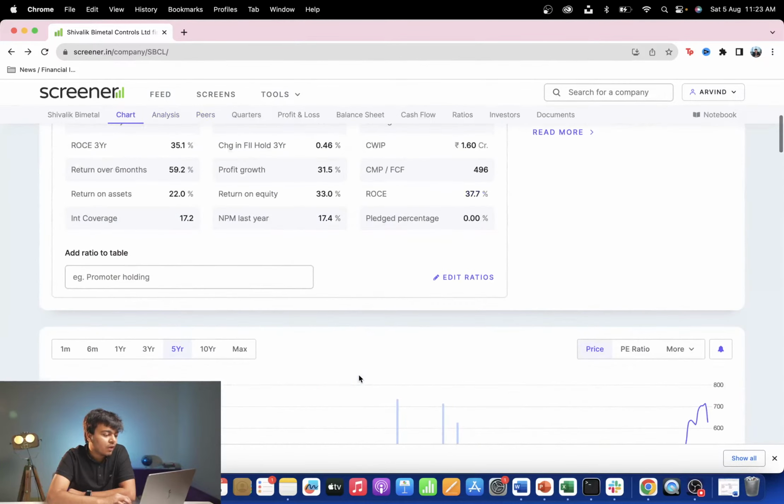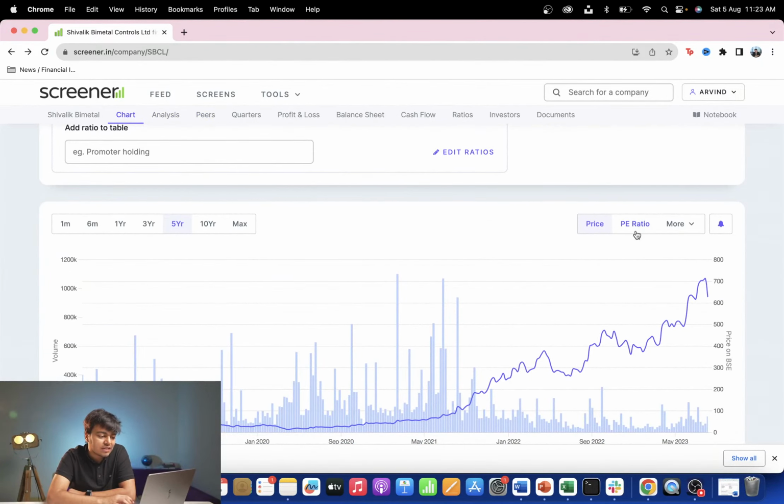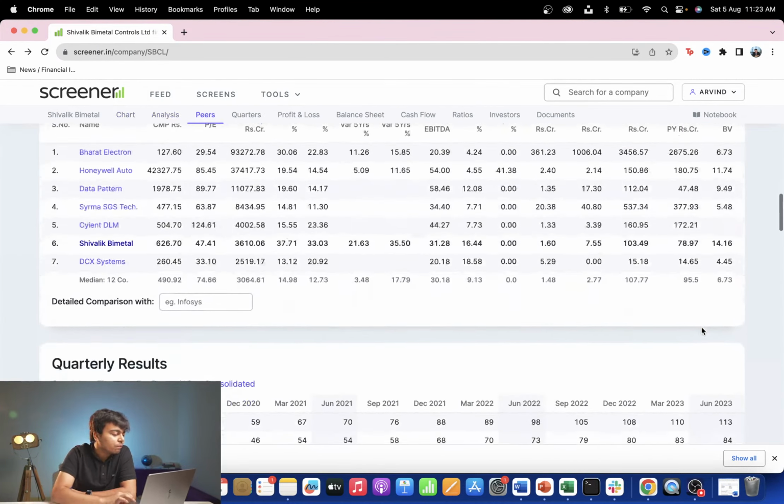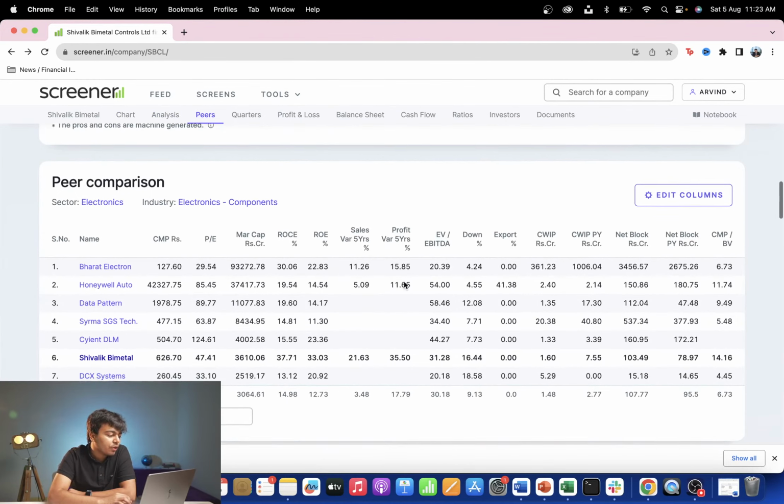Okay. At the very same time, in terms of charts as well, you can look at the PE ratio. So the PE ratio has also gone up in the past 5 years, because again, there is expectation that the company is going to do well in the future. Alright. Now we have some peer comparison here.